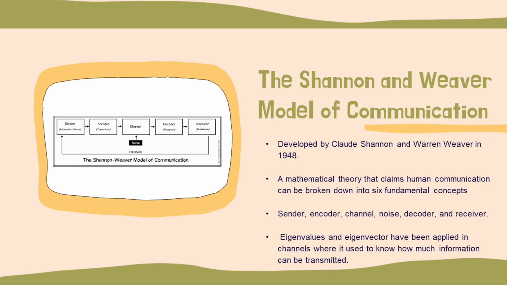The Shannon and Weaver model of communication is a mathematical theory that claims human communication can be broken down into six fundamental concepts, which are sender, encoder, channel, noise, decoder, and receiver. The Shannon-Weaver model starts with the sender or information source. They are the person or thing who has the information to begin with. The information source starts the process by choosing the message to send, someone to send the message to, and a channel through which to send the message.